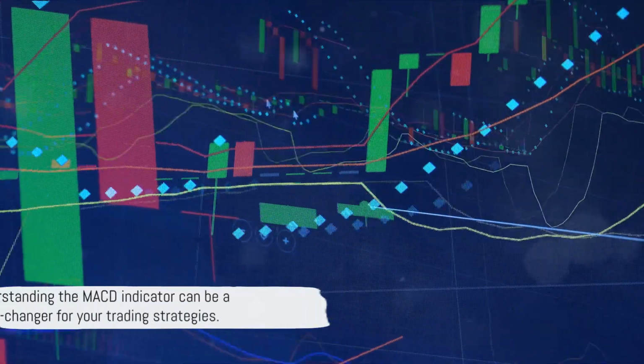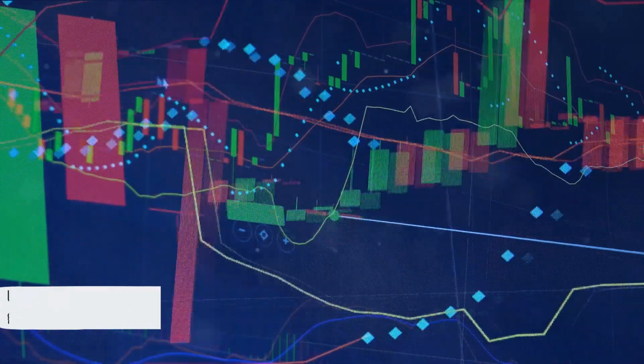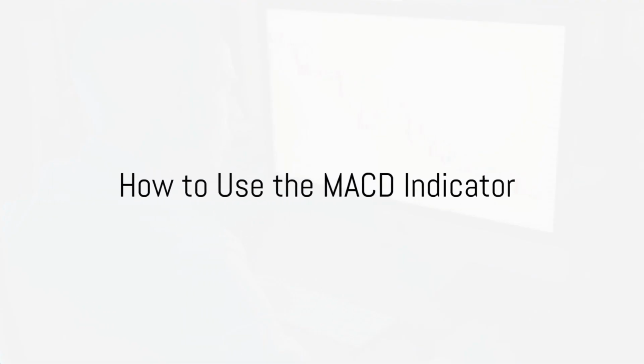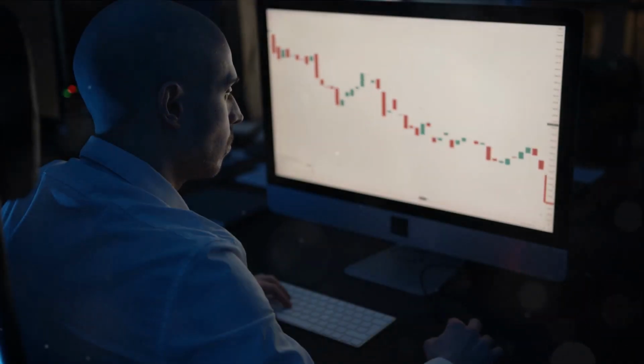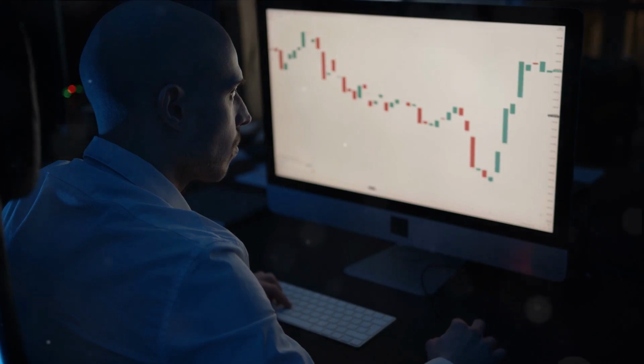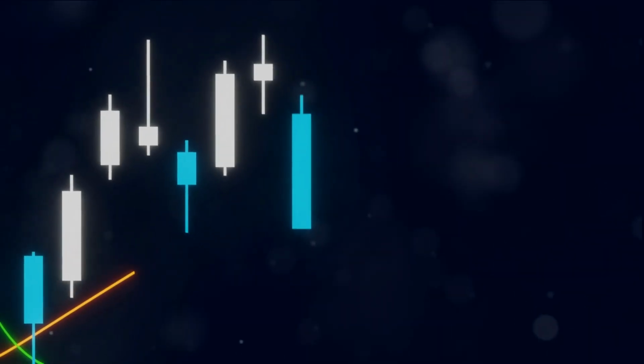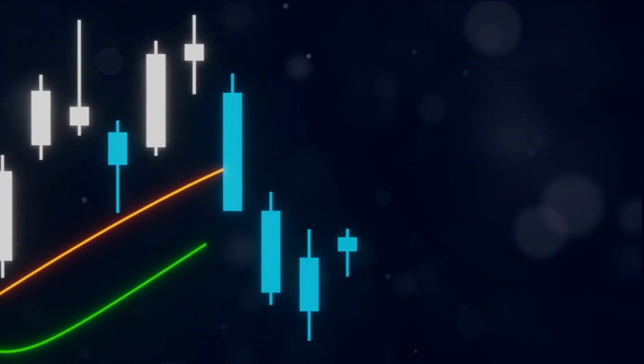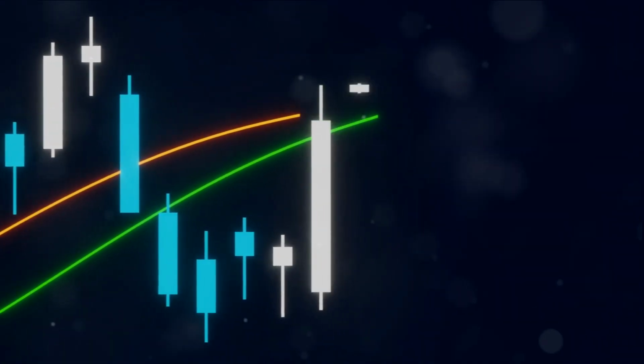Understanding the MACD indicator can be a game changer for your trading strategies. Now you might be thinking, how do I use the MACD indicator? Well, sit tight because the MACD indicator isn't as complex as it may initially appear. Let's break it down step by step. First, you need to understand the MACD line and the signal line. These are the two key lines that you need to focus on within the MACD indicator.